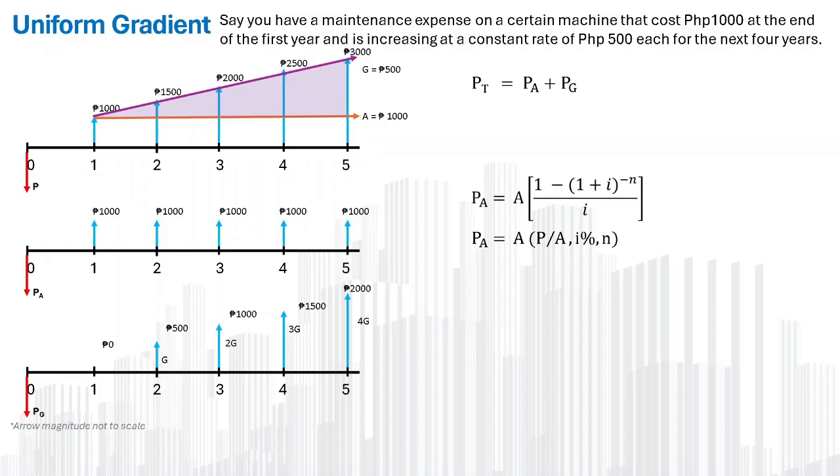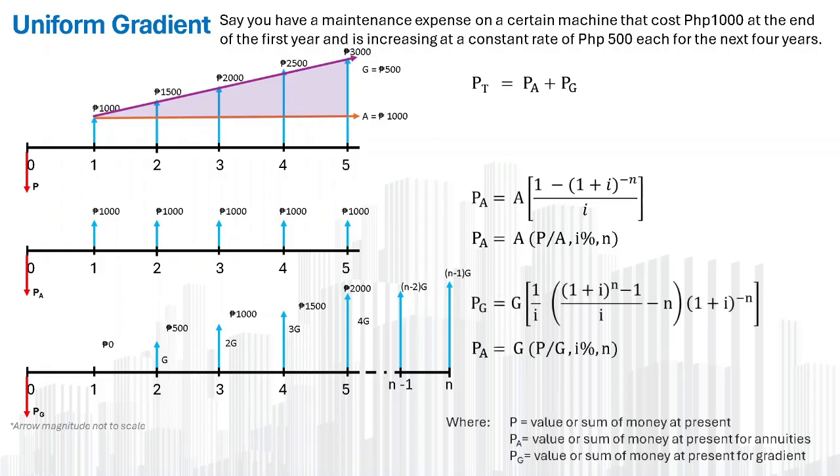And then from there, makukuha natin yung present worth ng gradient na yan. So how do we solve it back? And then ito siya, if you expand it further, it should look something like this: n minus 2 times G and n minus 1 G. And then the equation is, ito yung gagamitin na equation dito.